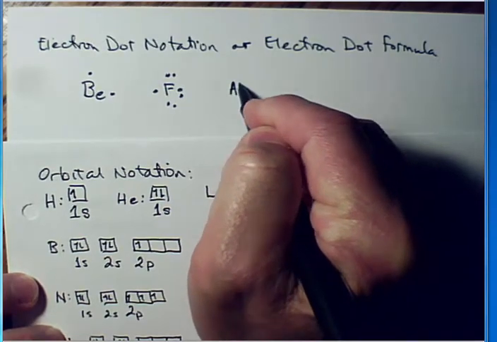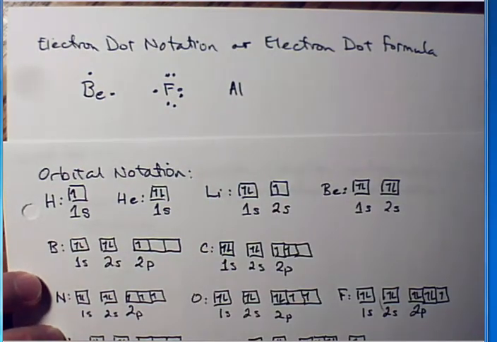Here is aluminum's symbol, Al, and by the way, in Britain and most of the rest of the world, they pronounce it not aluminum, but aluminium.